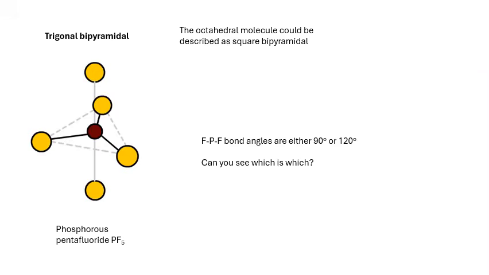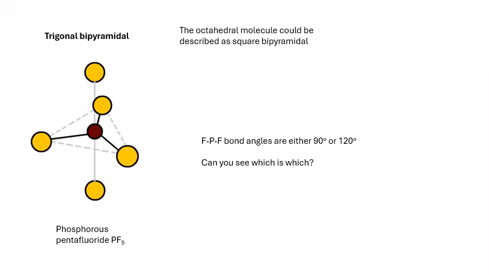Trigonal bipyramidal. So what have we got here? We've got a triangle in the middle, not a square, but a triangle, and then one above and one below. For example, phosphorus pentafluoride, apparently PF5. So you've got a phosphorus in the middle of this equilateral triangle, and then one above and one below. So you could describe this as, now the octahedral molecule could be described as square bipyramidal.